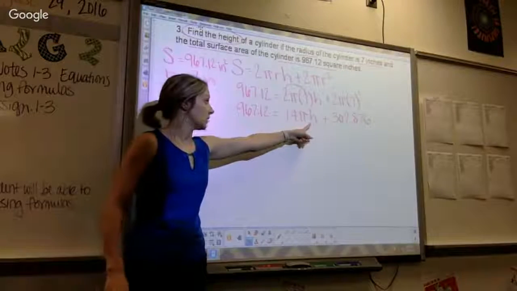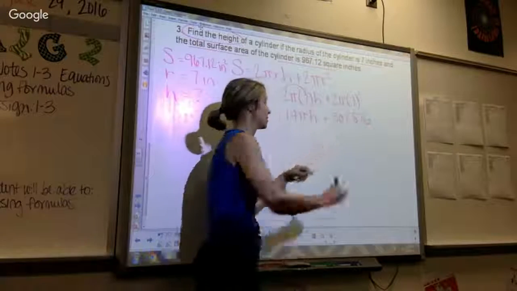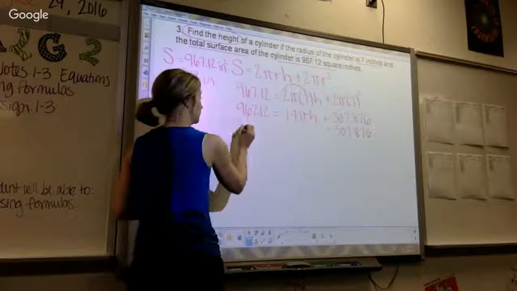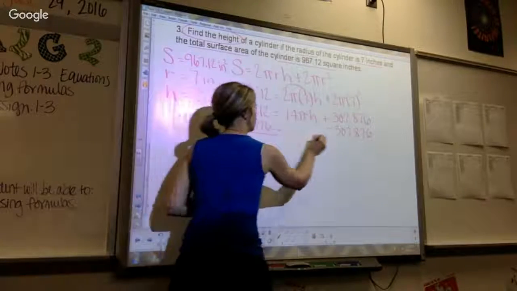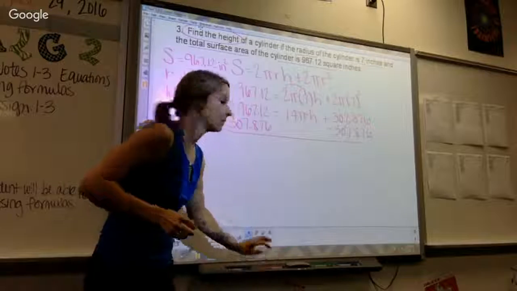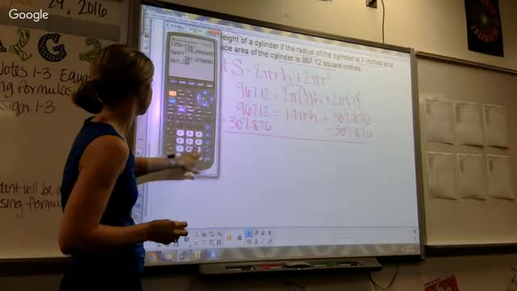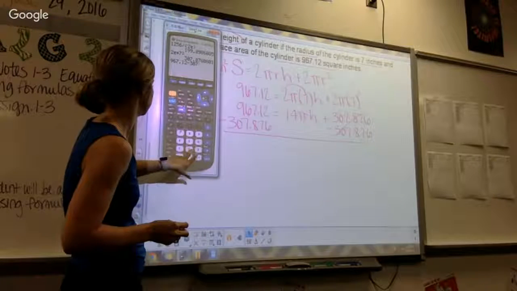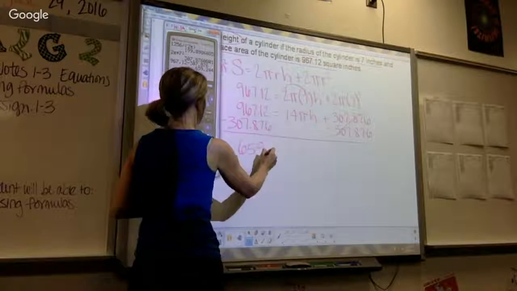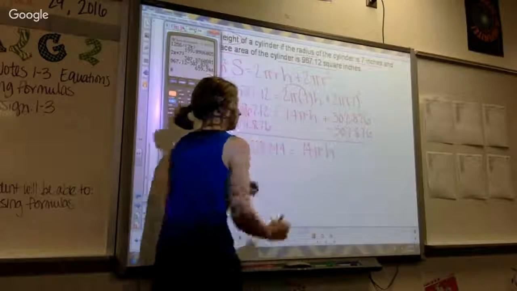Okay, so we're trying to get H by itself because we want the height. So your next step is to get rid of this number here. So we would need to subtract it on both sides of the equation. So subtracting those two, we get 659.244 equals 14 pi times your H, height.